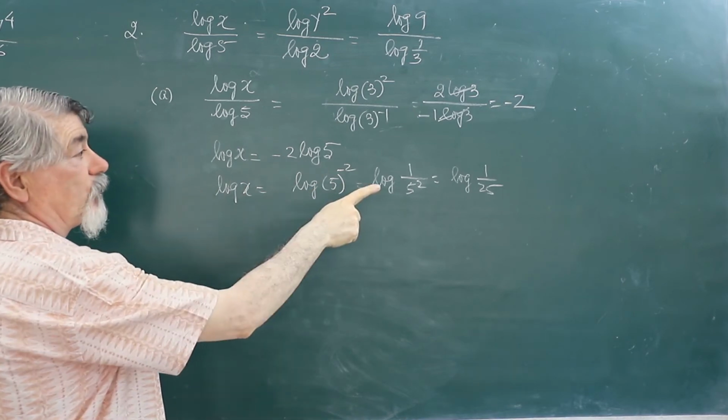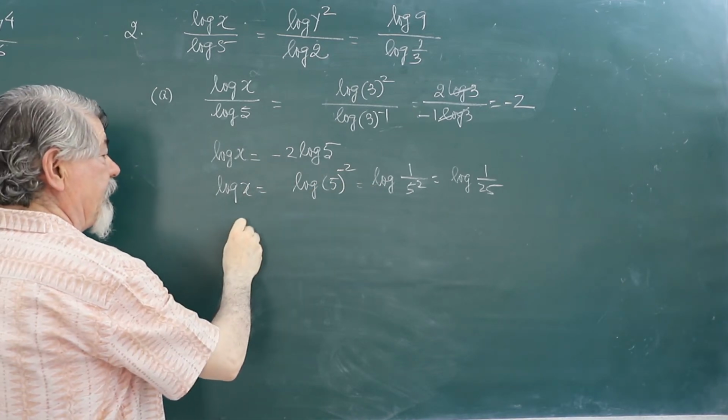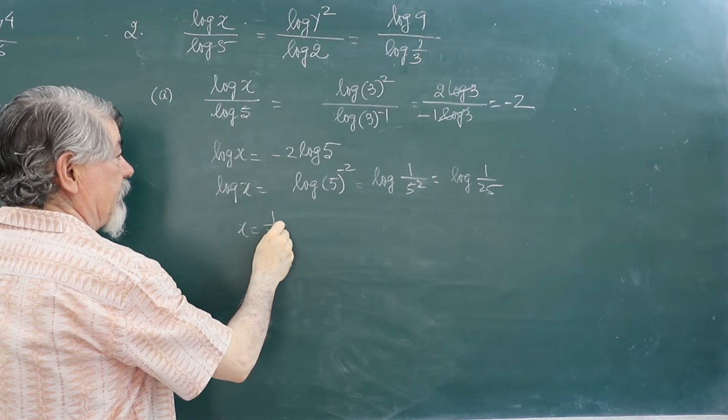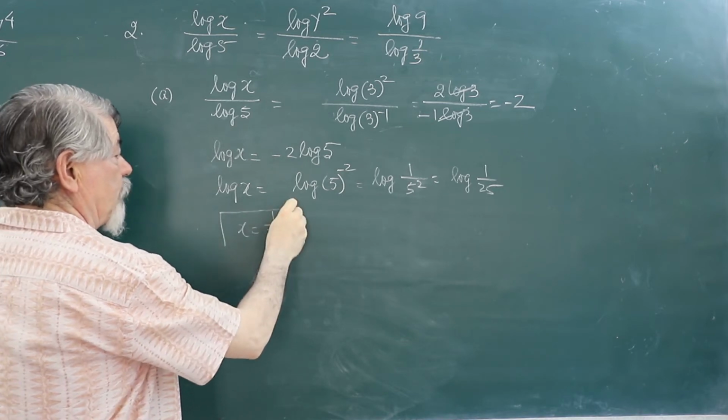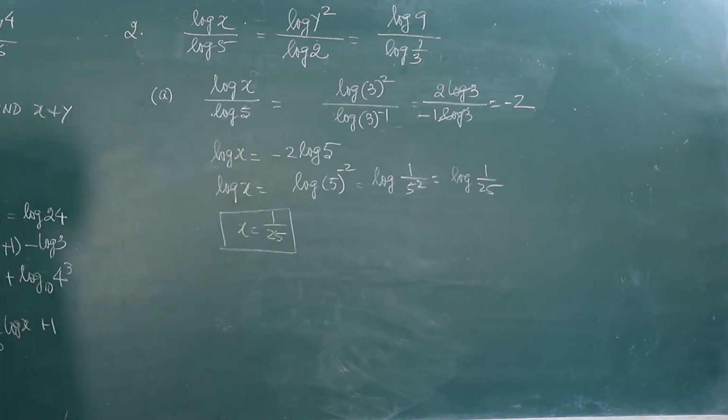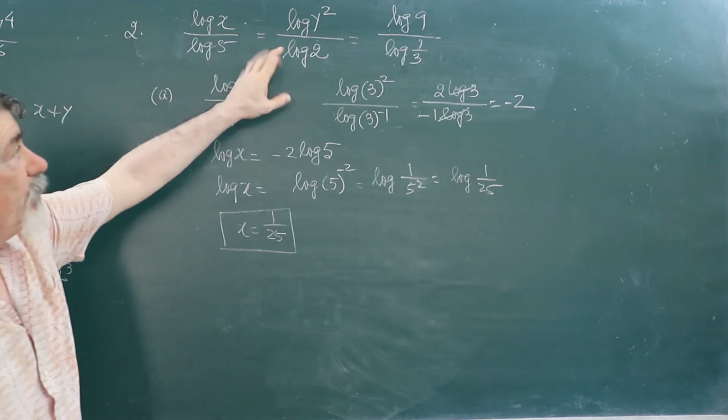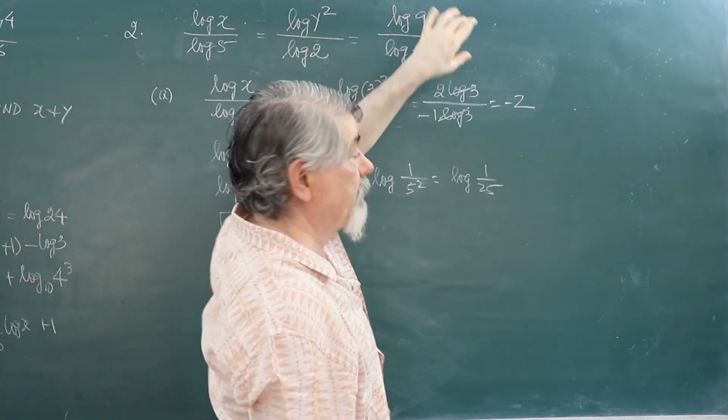So log x is equal to log 1 upon 25. X will be 1 upon 25. This is the value of x. Now for the value of y, I will take this and this equation.